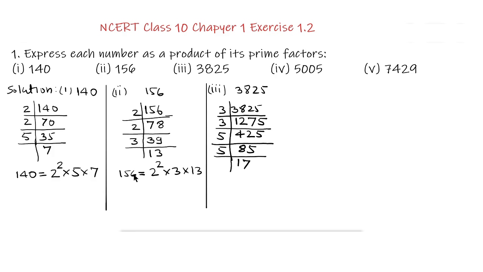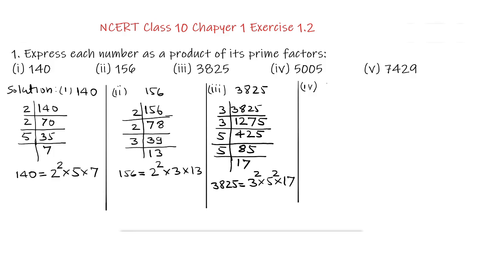Now 17 is the prime number, hence our prime factorization of 3825 is 3 to the power 2, as 3 divides it for 2 times, and 5 to the power 2 and 17. So 3825 equal to 3 to the power 2 multiplied by 5 to the power 2 multiplied by 17.